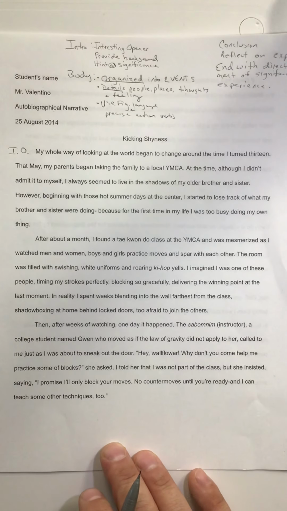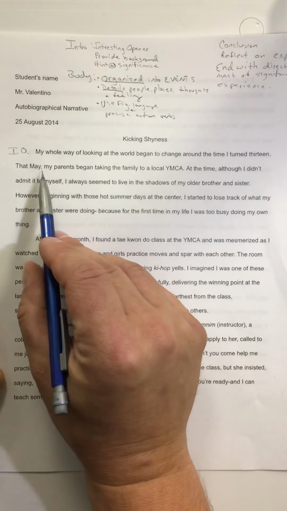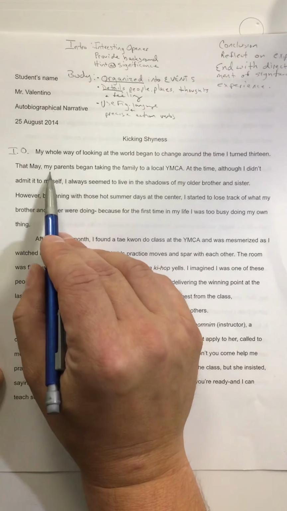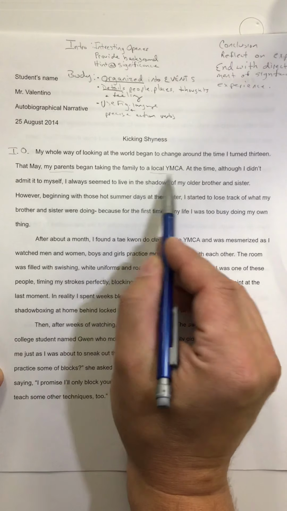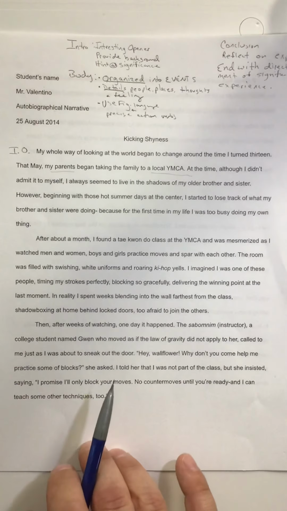"That May, my parents began taking the family to a local YMCA. At the time, although I didn't admit it to myself, I always seemed to live in the shadows of my older brother and sister. However, beginning with those hot summer days at the center, I started to lose track of what my brother and sister were doing because for the first time in my life, I was too busy doing my own thing." Here, we're getting that necessary background information. The author includes the people that were involved, including themselves, and also the place in which the majority of the narrative takes place.